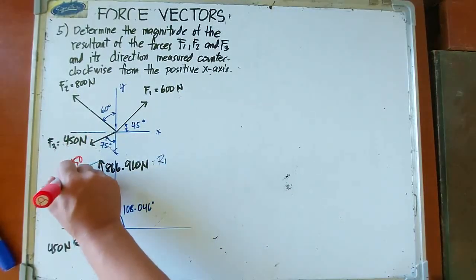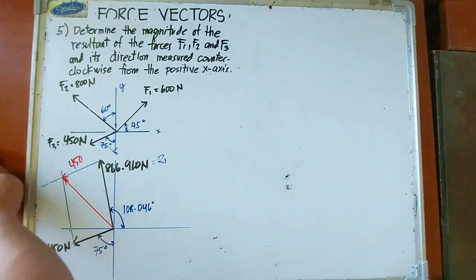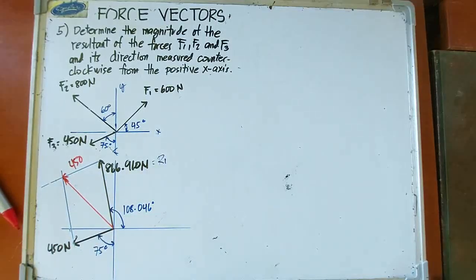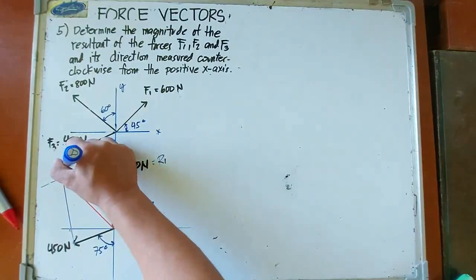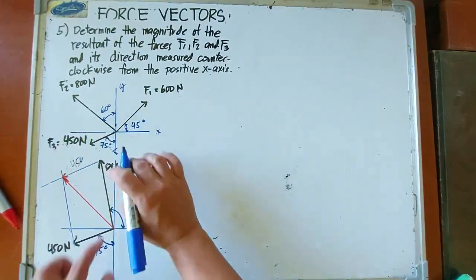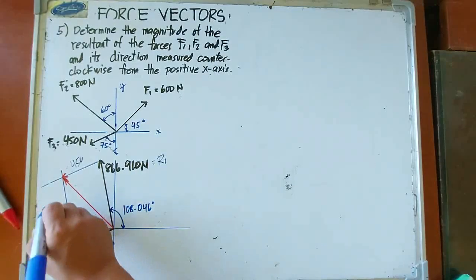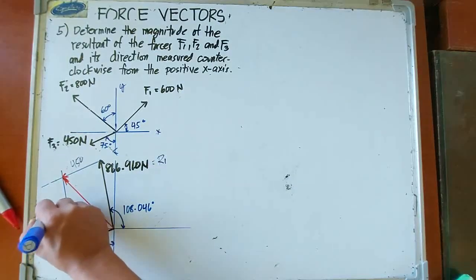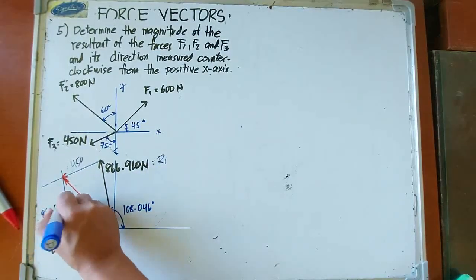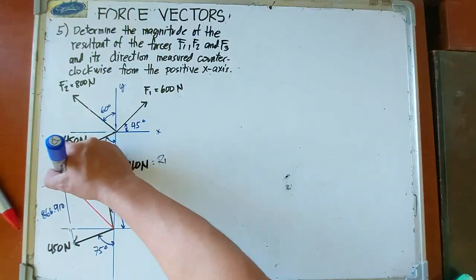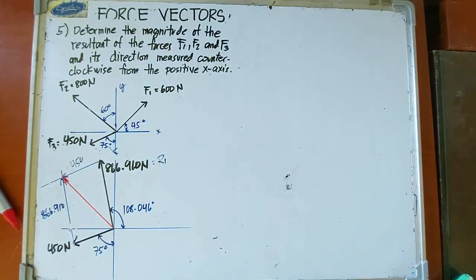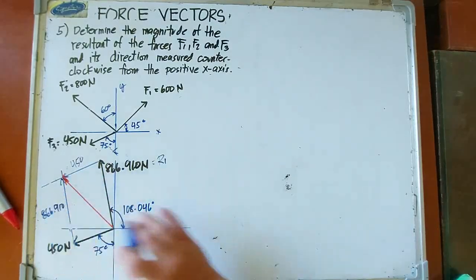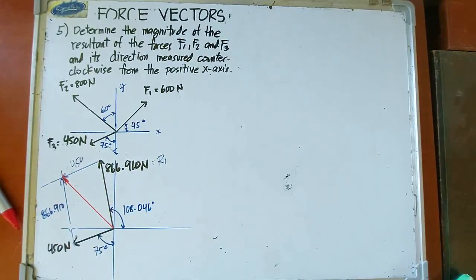Okay, yung direction niya, ba't red na yun? Sorry, it should be blue. So this is 450. This is 866, then this is also 866.910. Okay. Ayan. Again, you can choose any of the two triangles to analyze or solve for the resultant.